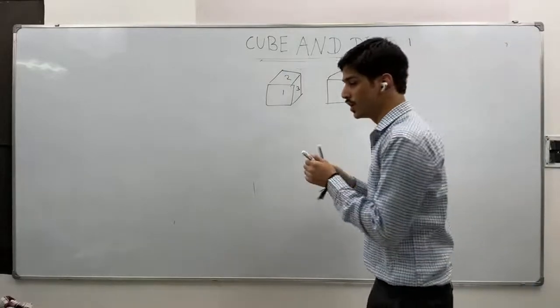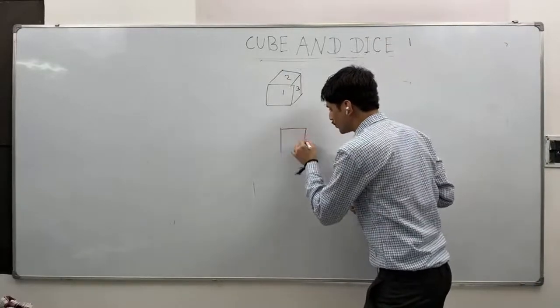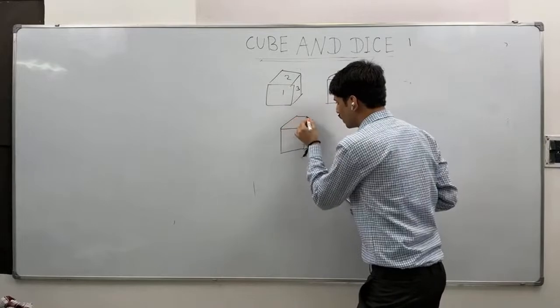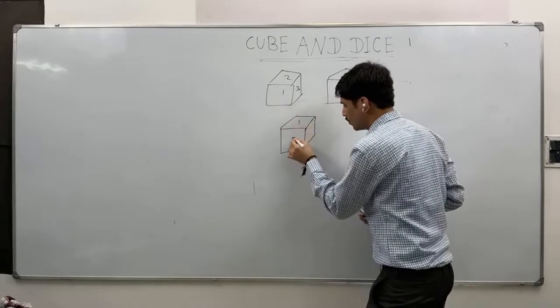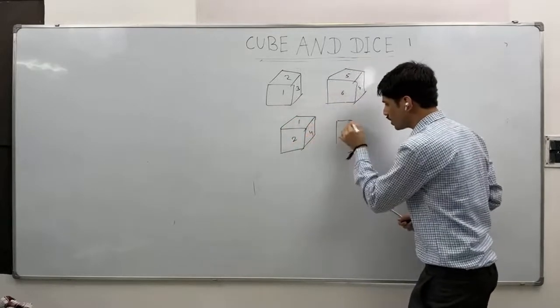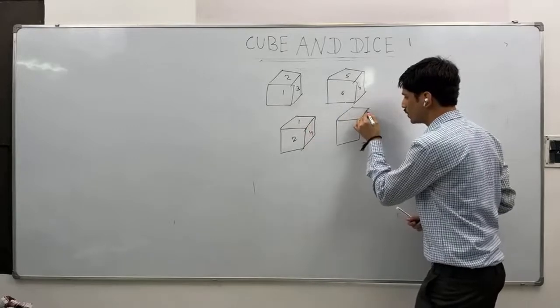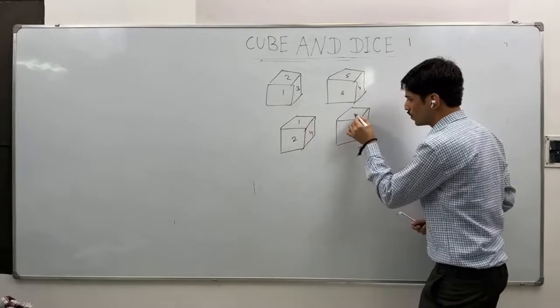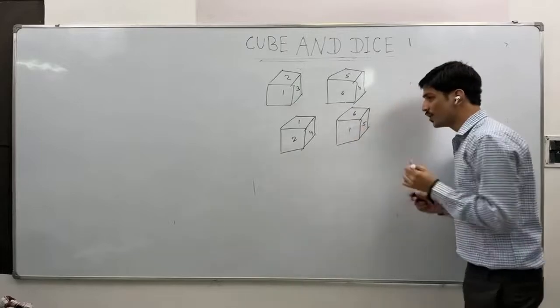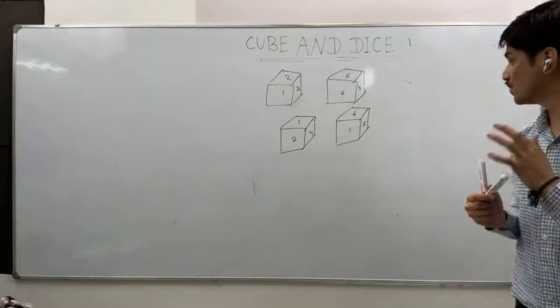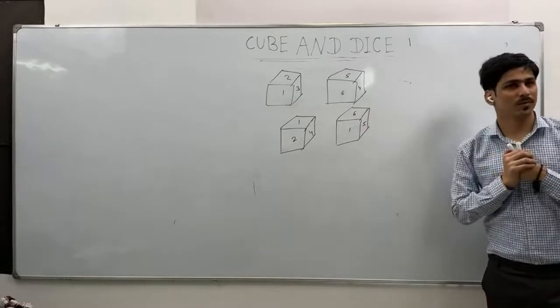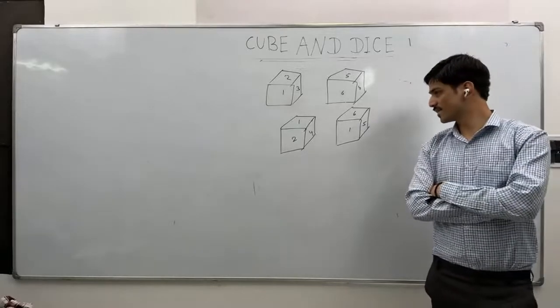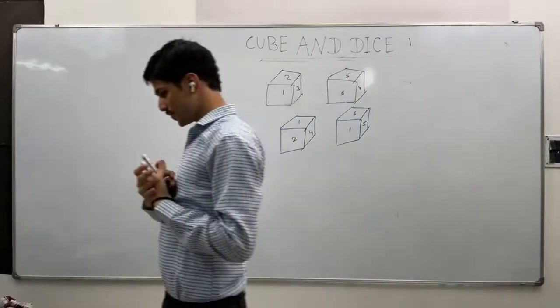Now comes the next question. Let's say model number 2. Let's say 1, 2, 4. And then now I am giving you, now tell me what is the opposite of 4? Opposite of 4. Think and answer.